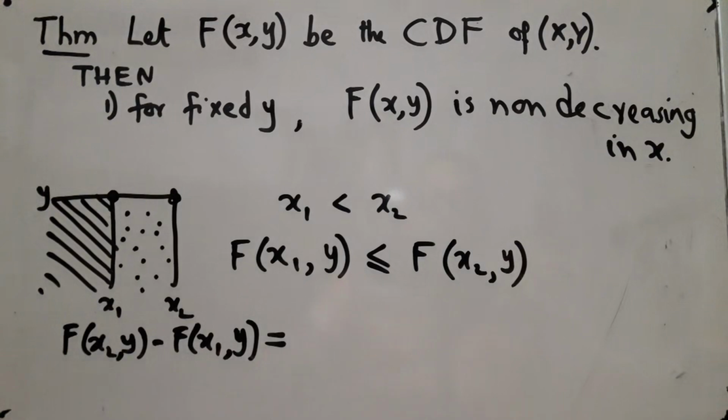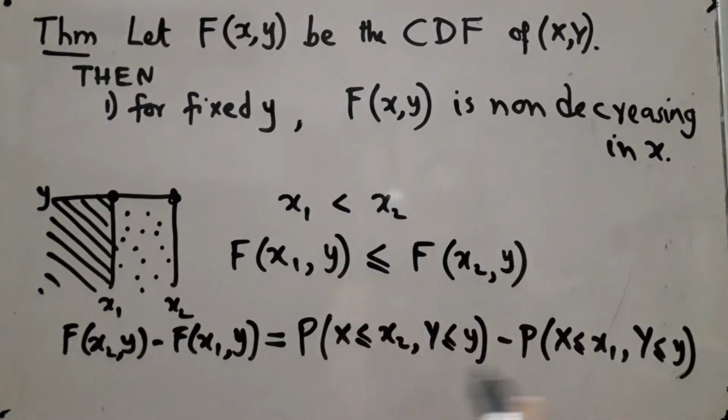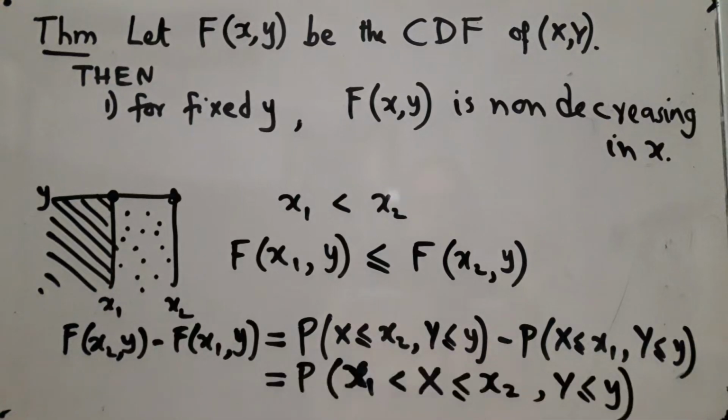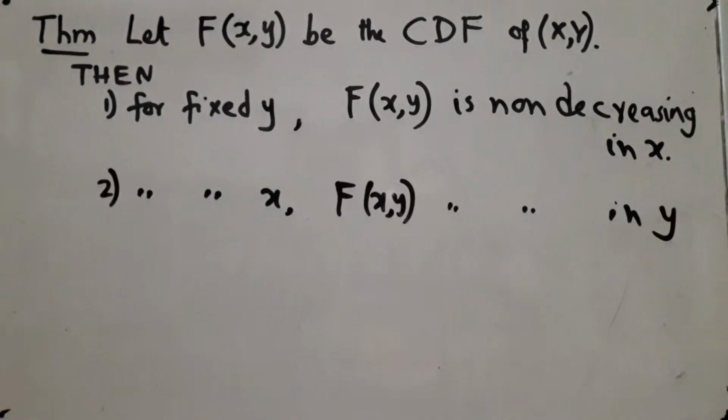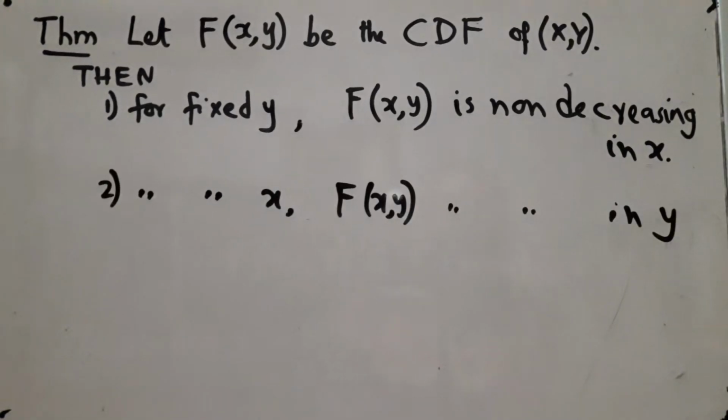Algebraically, this difference is the difference of these probabilities. Y less than or equal to y is common to both. So it is this probability, and probabilities are always non-negative. Now a similar argument can be given for fixed x. For fixed x, F(x,y) is non-decreasing in y. The proof is of course similar.